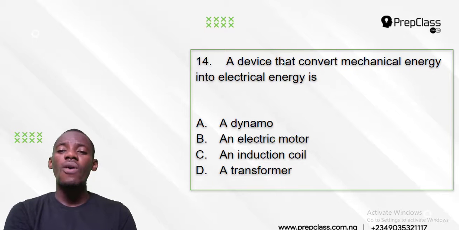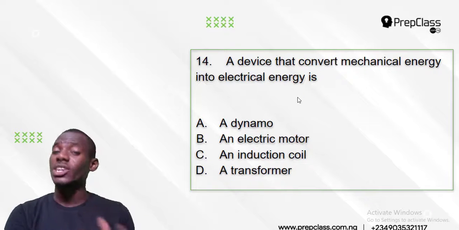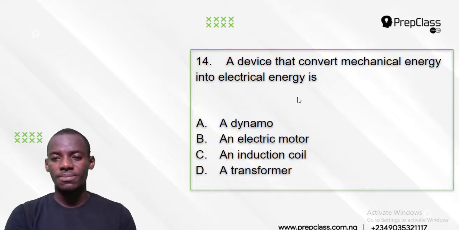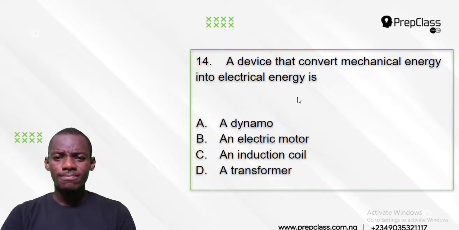Now, a device that converts mechanical energy into electrical energy is what? Do you know what that is? The word mechanical came from the word machine. It converts mechanical energy into electrical energy. Oh wow! As you are moving the machine, it produces electricity. Do you know what it is?